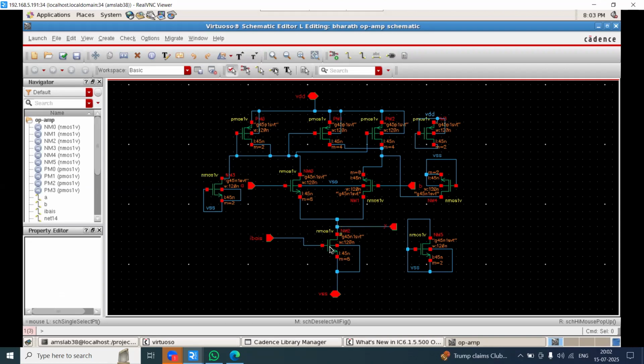That again will be filtered through the NMOS tail device, where we have I bias as a reference current. Based on that current, this device will act and either filter out or pass the supply to Y. This is the op amp thing. Clear?